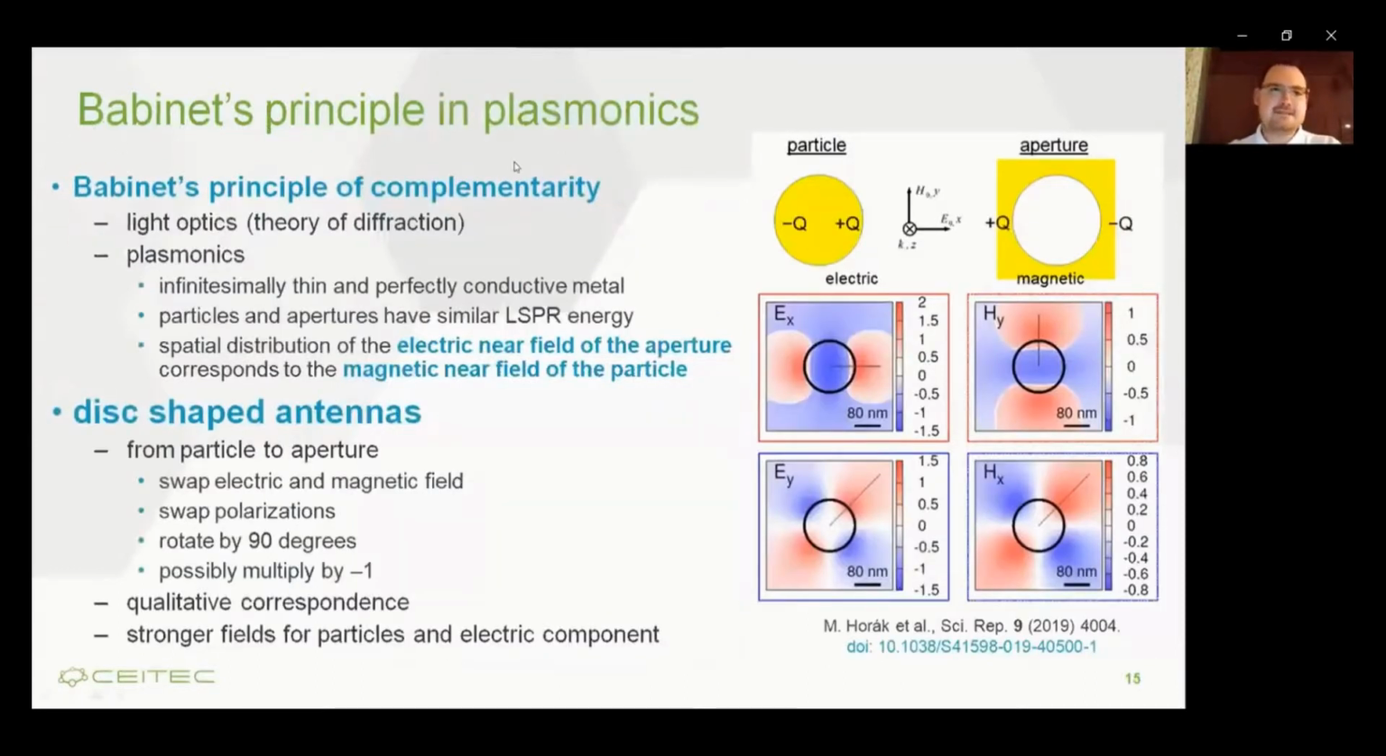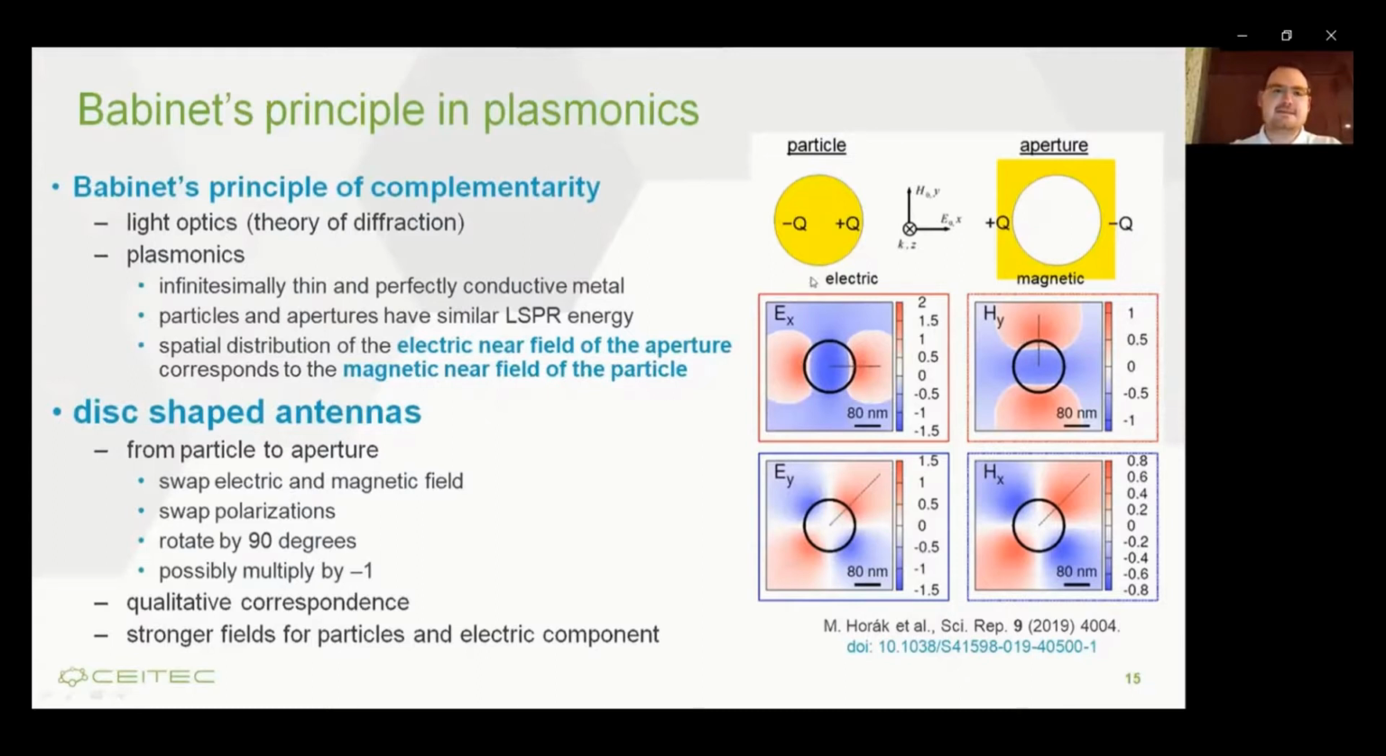In plasmonics, Babinet's principle of complementarity says that in the case of infinitesimally thin and perfectly conductive metal, particles and apertures have similar plasmon energies. And the spatial distribution of the electric near field of the aperture corresponds to the magnetic near field of the particle. We did a study on disc-shaped antennas, and when you want to move from particle to aperture, you have to swap electric and magnetic fields.